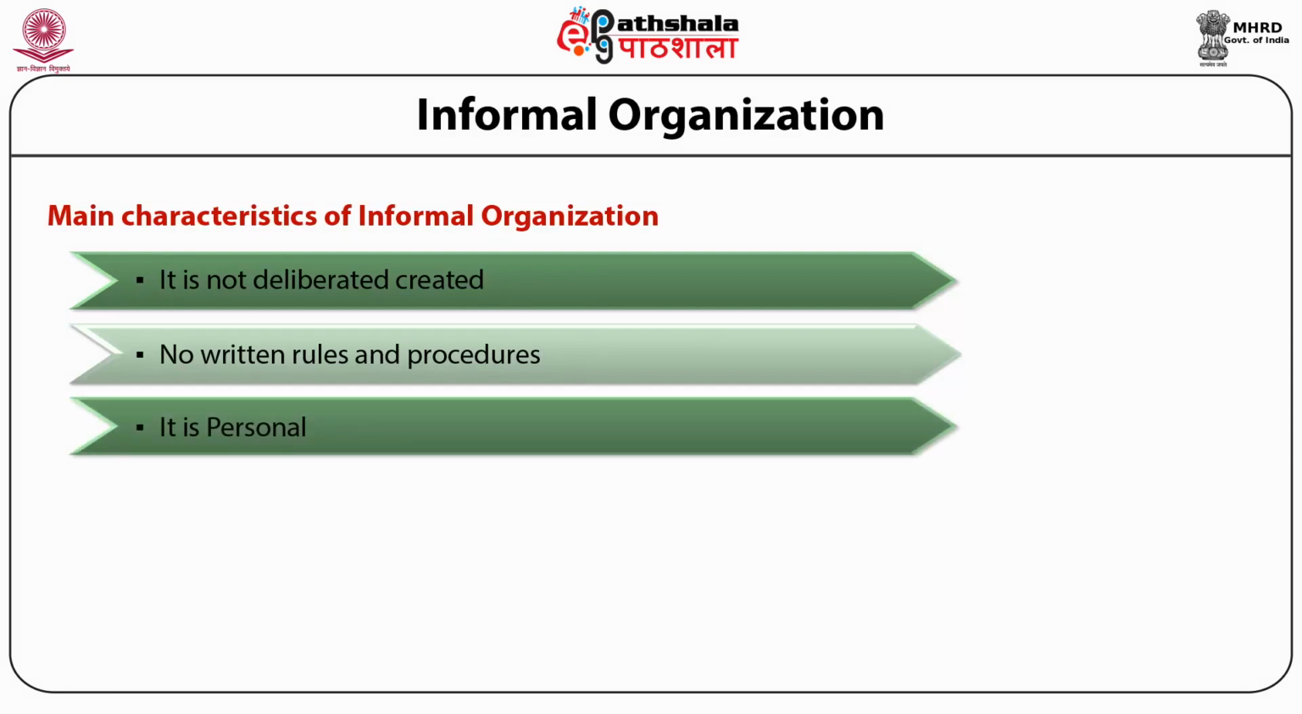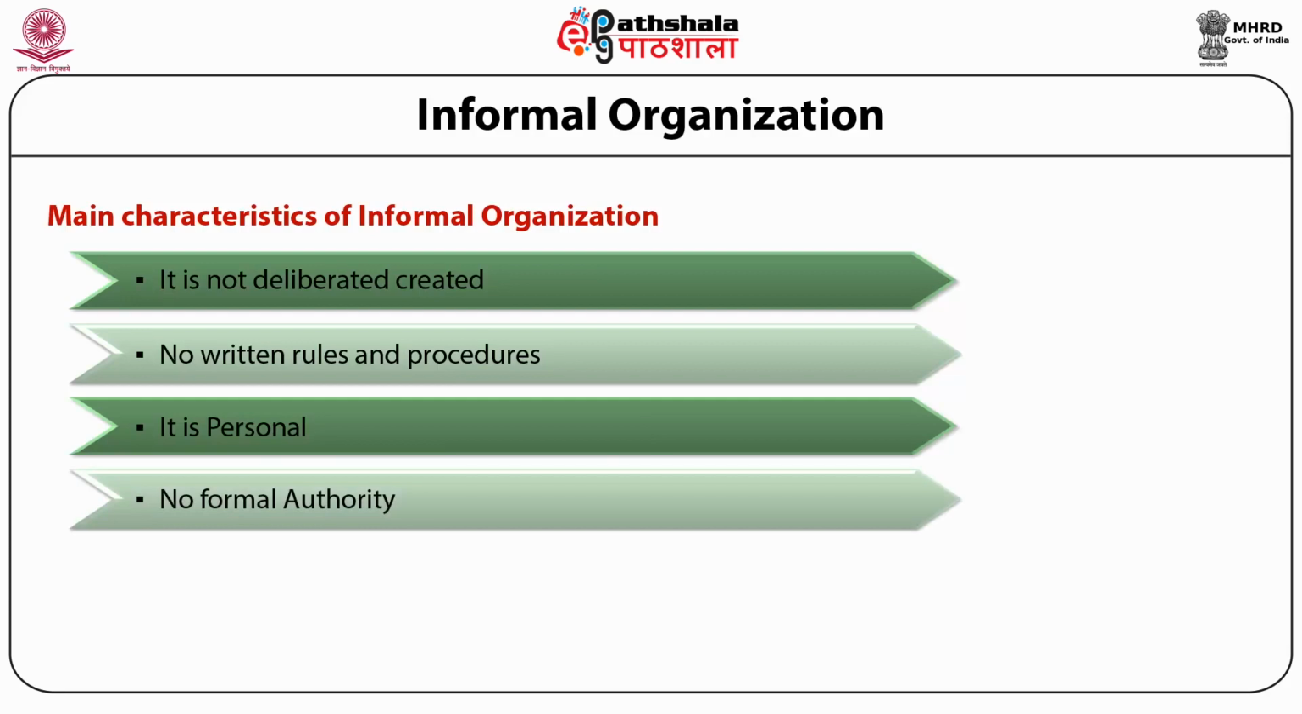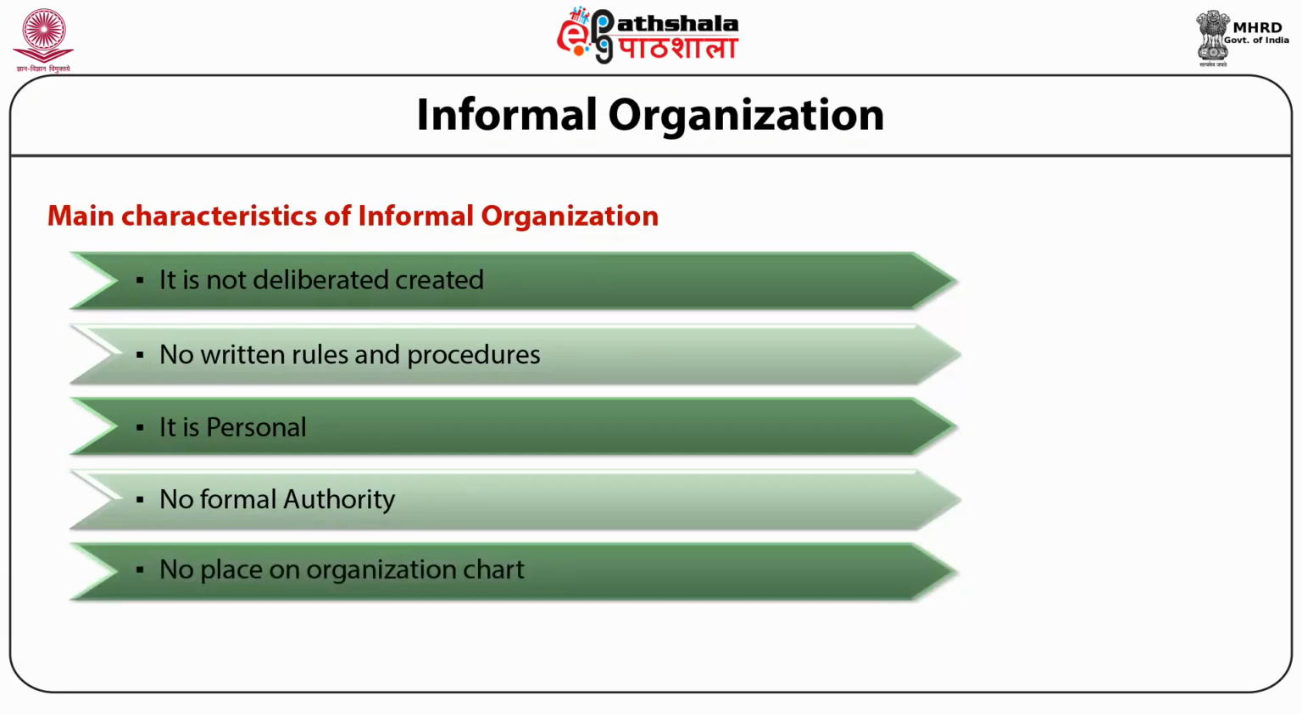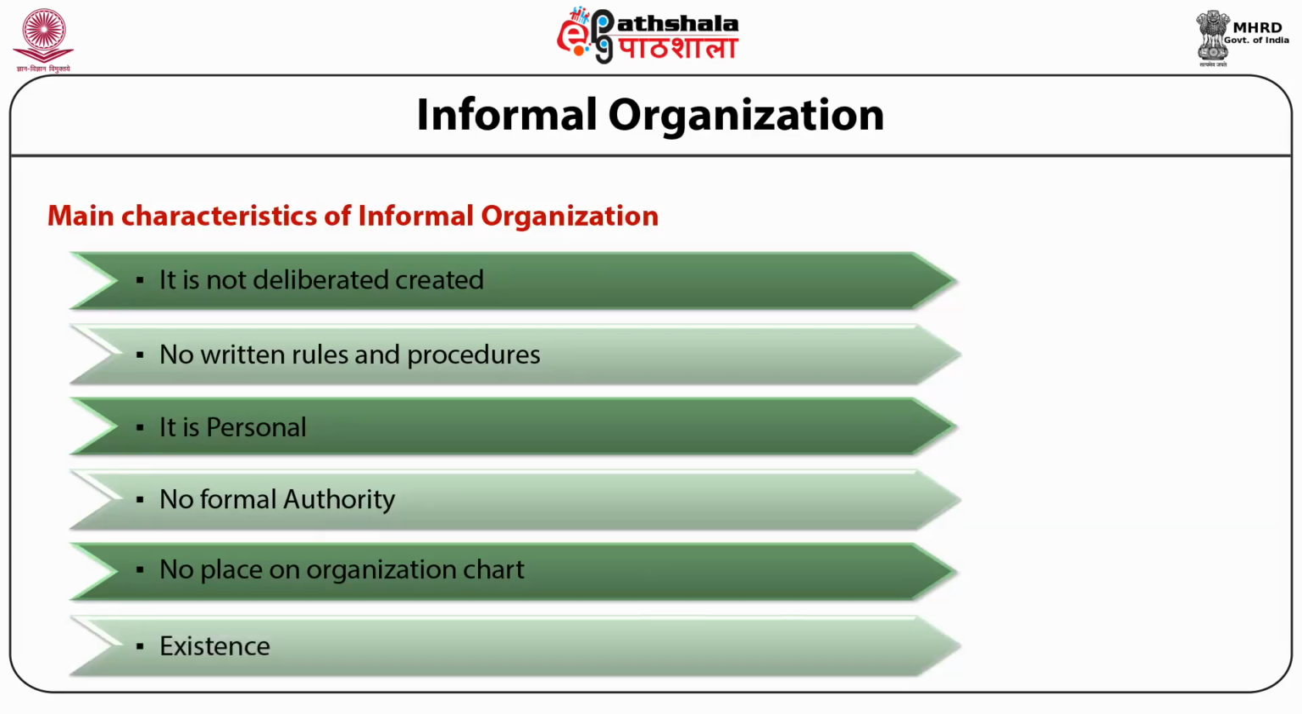Informal organization is personal. Under this, the feelings of individuals are kept in mind and nothing is imposed upon them. No formal authority. No formal authority relationships exist in an informal organization. Relationships are based on mutual friendly relationships among members. No place on organization chart. An informal organization has no place on the organizational chart. Organization chart is a diagram which clarifies the relationship among various posts established in the organization. Existence. The existence of informal organization depends upon the formal organization.